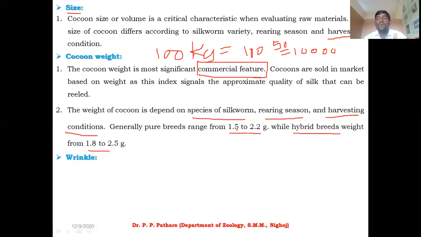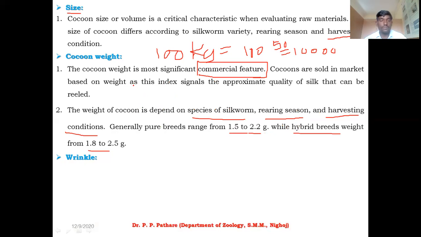According to the season, you can change the species of silkworm and get more cocoons, or well-sized, shaped and colored cocoons, because all these factors affect the characteristics of the cocoon.